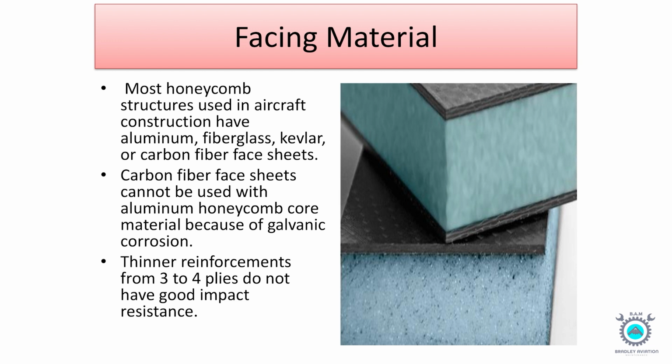Facing material: most honeycomb structures used in aircraft construction have aluminum, fiberglass, Kevlar, or carbon fiber face sheets. Carbon fiber face sheets cannot be used with aluminum honeycomb core material because of galvanic corrosion. Thinner reinforcements of 3 to 4 plies do not have good impact resistance.